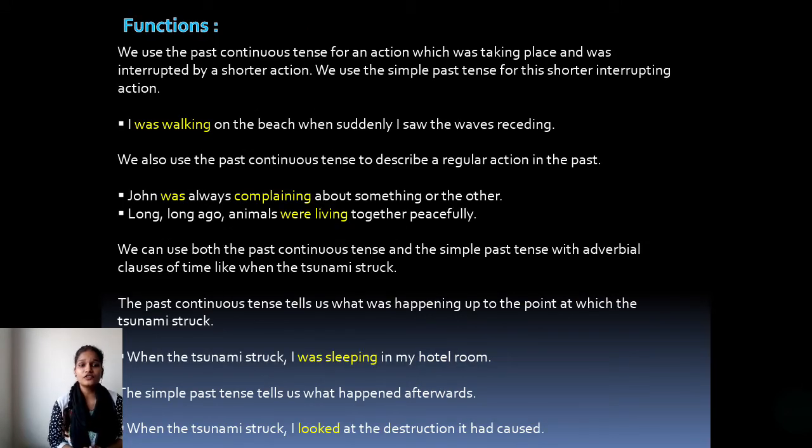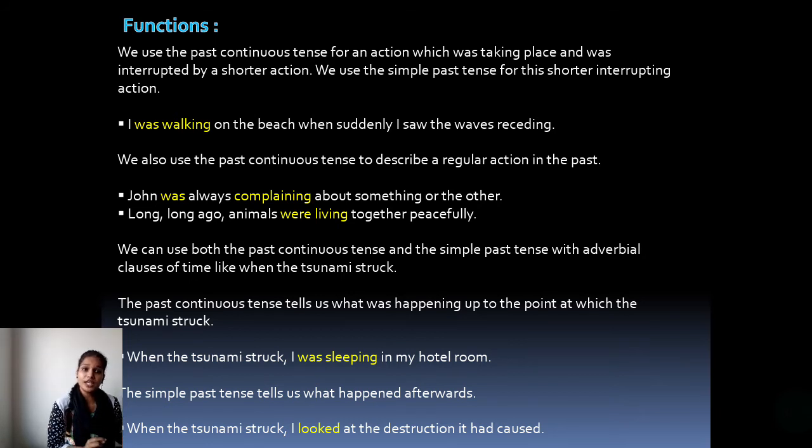Now, what are the functions of past continuous tense? We use past continuous tense for an action which was taking place and was interrupted by a shorter action. We use the simple past tense for the shorter interrupting action. So we use past continuous tense when an action is going on but it is stopped for a shorter period of time. कोई action हो रहा है पर वो short period of time के लिए रोक दिया गया है. That action is interrupted by another action for a shorter period of time.